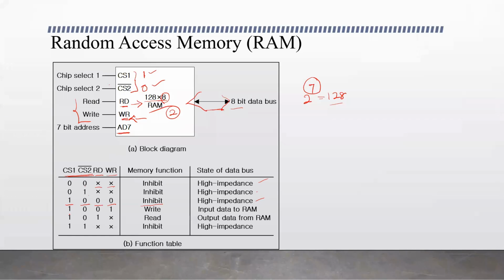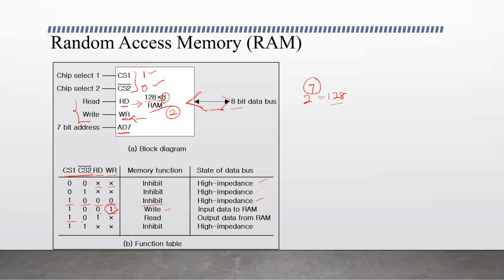And the next case, CS1 is 1 and CS2 is 0. Read is 0, so read is not enabled, but write is enabled. If you see the write control, this is 1. This means the memory has to perform a write operation. So the memory function is write. What does write mean? It means input data into RAM, taking input. Through the data bus, the data is taken into this RAM, written into this RAM.